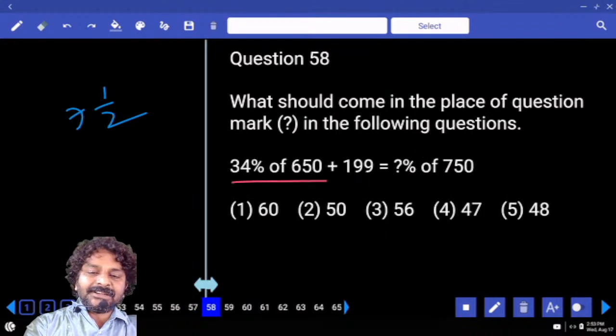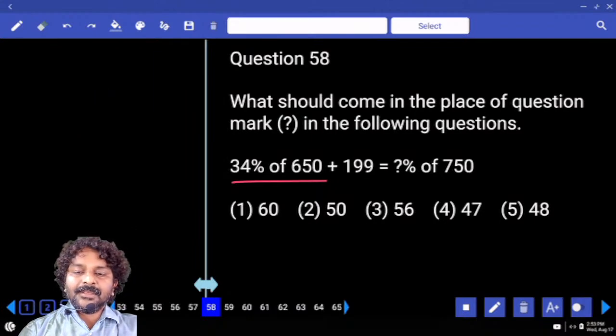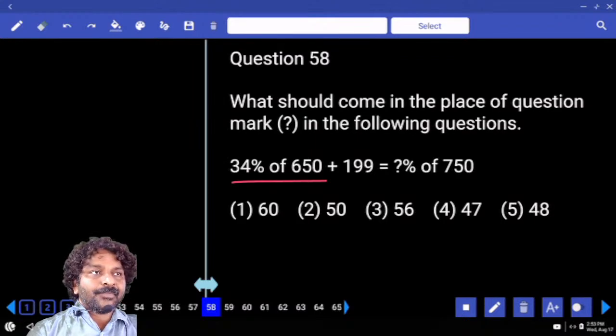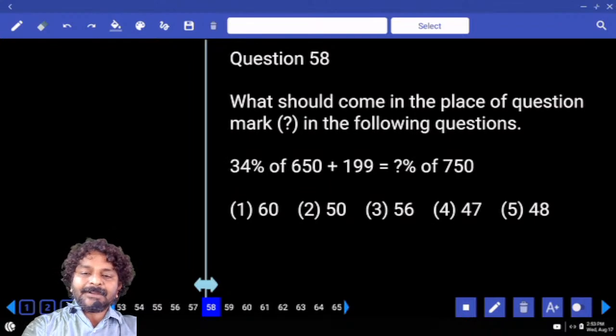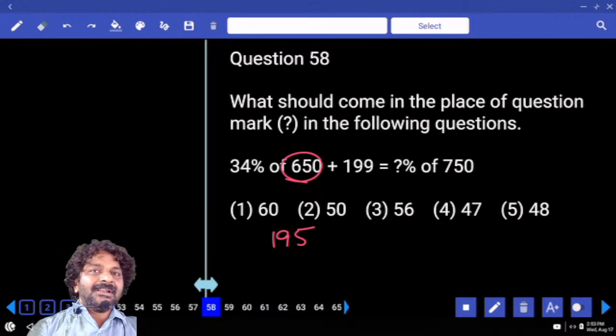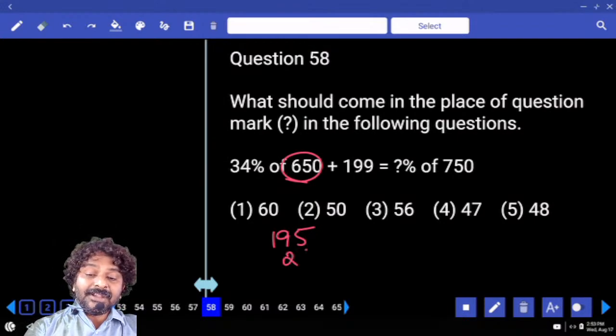Right, 34% of 650. Yeah, or 650% of 34. If you are okay with calculating 34%, that's fine. 30% plus 4%, is that okay? 30%, 10%, 3 times of it, 190. Plus 4% we have to take: 1%, double, double. What is 1%? Double, again double, 26. What is this total?